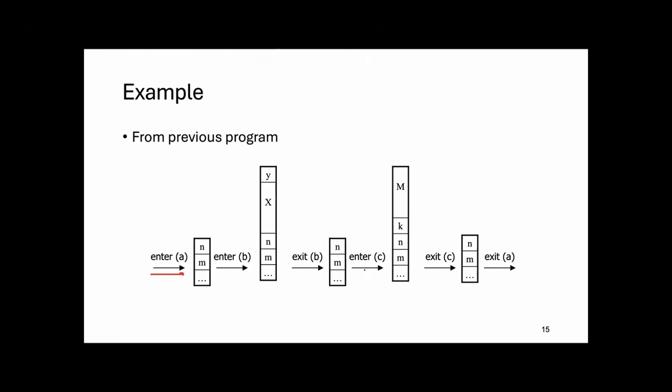Then when we enter C, we add K and M to our stack. When we exit C, we remove M and K. We are still in block A, so we still have N and M. When we exit A, we empty the stack and remove N and M totally. So you see that it's a last in, first out structure. That's why a stack is the most efficient thing to use to keep track of the activation records for the different blocks.